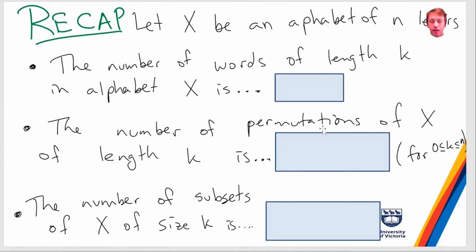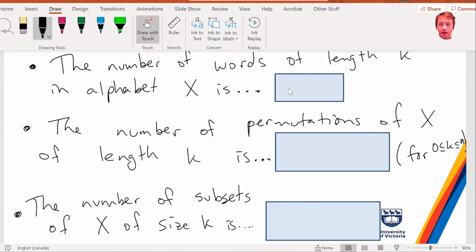To recap, if we let x be an alphabet of n letters, the number of words of length k with the alphabet x, remember, if we have no other restrictions, the answer here is n to the k.